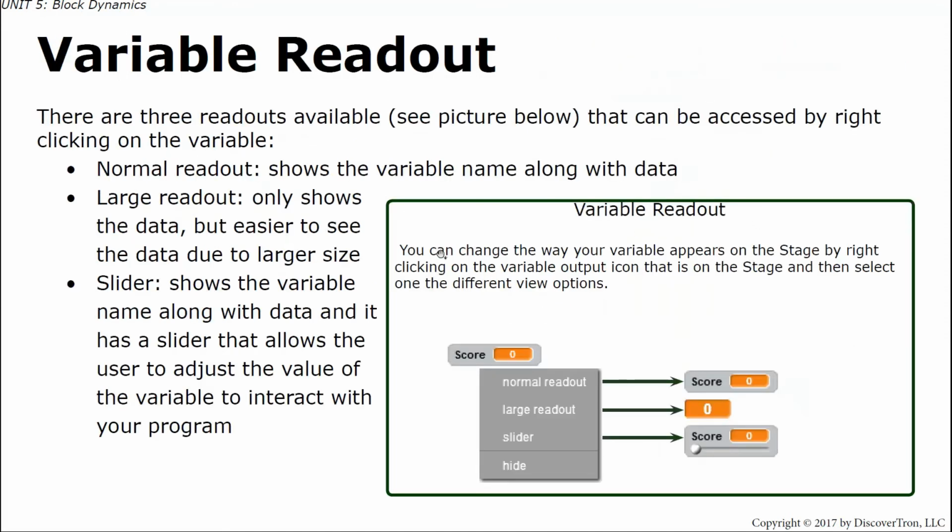Next, the variable readout. Whenever you have your variable on the screen, there are essentially three different types of readouts for the variable. You have a normal readout, a large readout, and then a slider readout. The normal readout and large readout just display the values. The slider readout actually does something interesting. It can change the value of the variable by clicking and moving the little handle right below the variable.